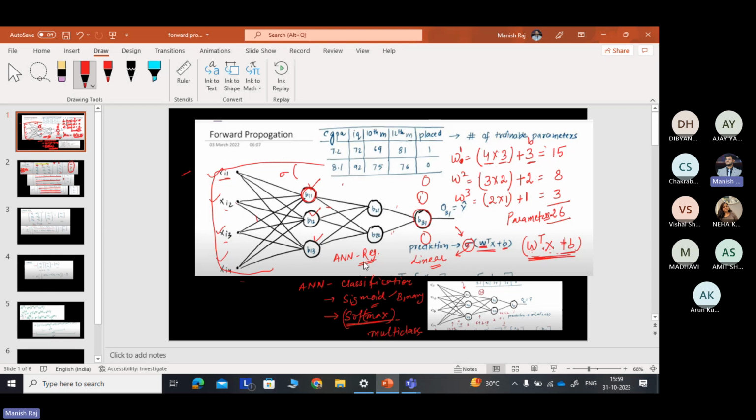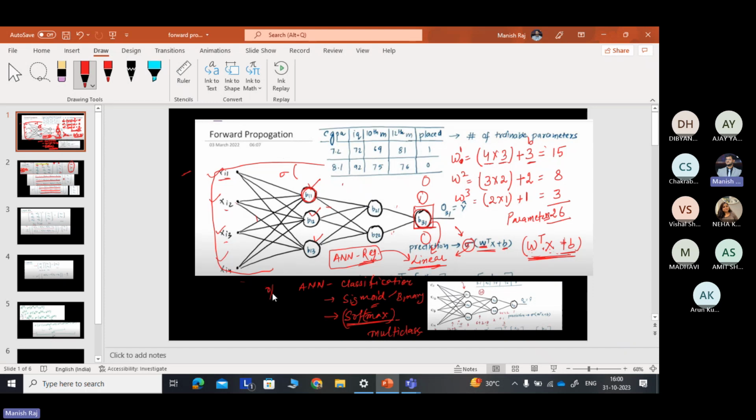When you are using an ANN for regression, always use a linear activation at the output level. I am not saying at every level, I am saying at the output level, you will use the linear one. When you are dealing with regression, you will use the linear thing. Is everyone clear on this point?